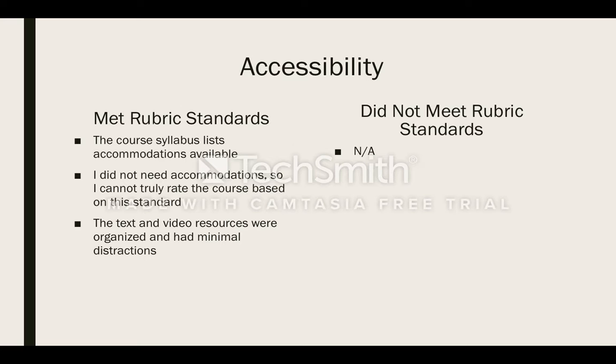The next category is accessibility. The course syllabus listed accommodations available. I didn't need any accommodations for things to be accessible, so I cannot truly rate the course based on this standard. The text and the video resources that we had were organized and had minimal distractions. Based on that part of the rubric, I did see that everything was easy to read. It wasn't too chaotic on the page. There wasn't anything that I saw that didn't meet rubric standards.